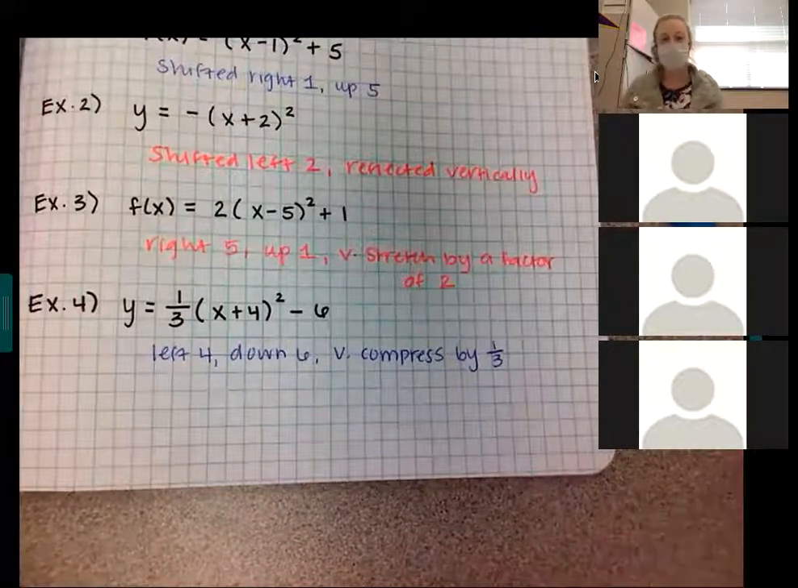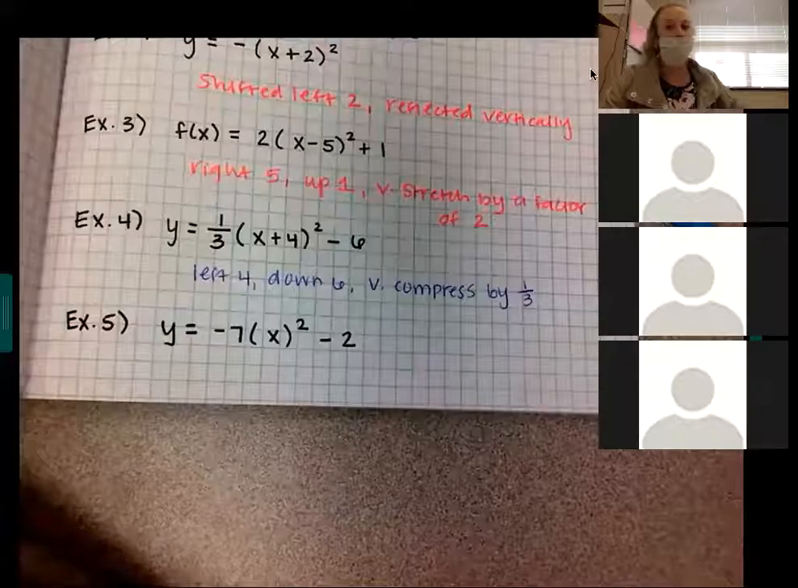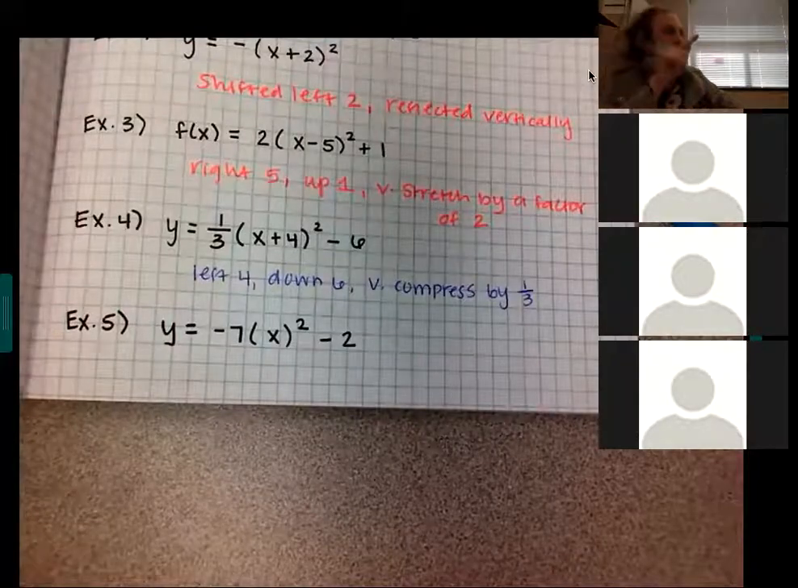All right, I'm gonna give y'all one to try. So we are all gonna try number 5 right here. And then what's the third one? What does that negative out front do?